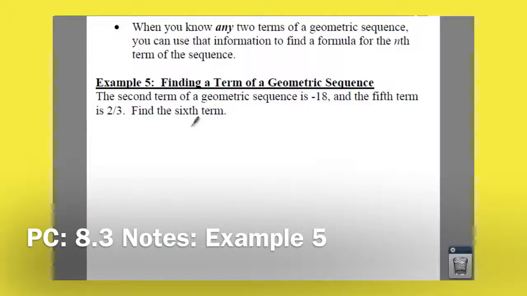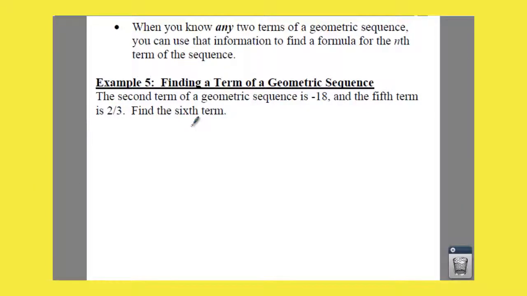Probably your most difficult problem here is when you know any two terms of a sequence, and you have to use that information to find a formula for your nth term. So for example 5, it says our second term of a sequence is negative 18. So we're going to say a sub 2 is negative 18. And the fifth term is 2/3. So we're going to say a sub 5 equals 2/3.